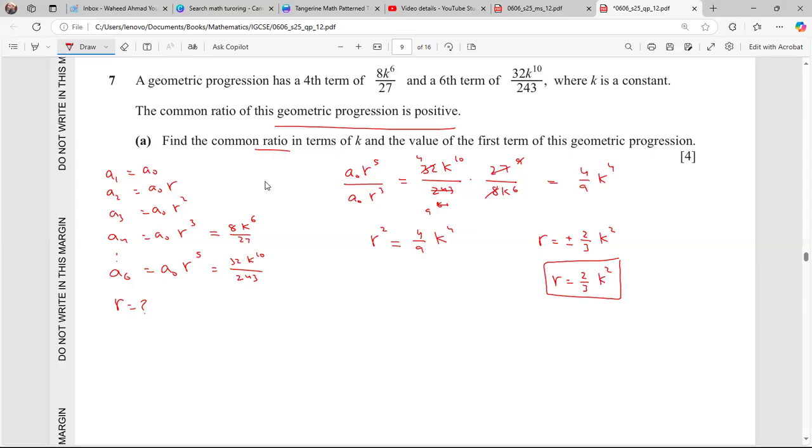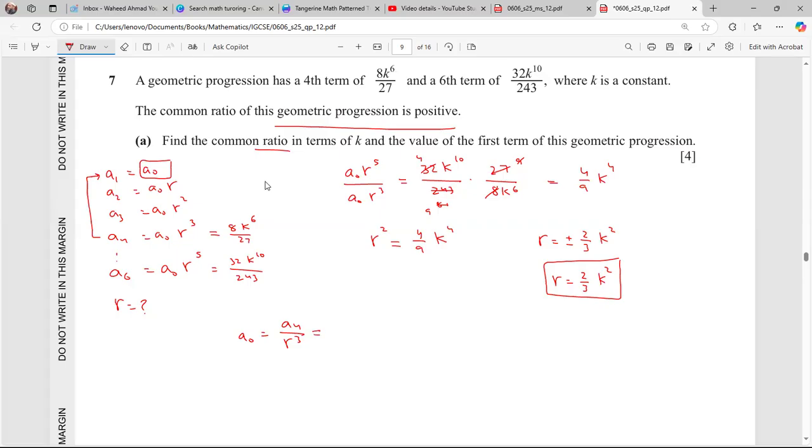Very good. How do I find the first term, a0? I need to find a0 as well. You see, when I go from a4 to a0, how do I go? I divide this a4 by r3. So a0 is basically a4 divided by r3. Am I right?